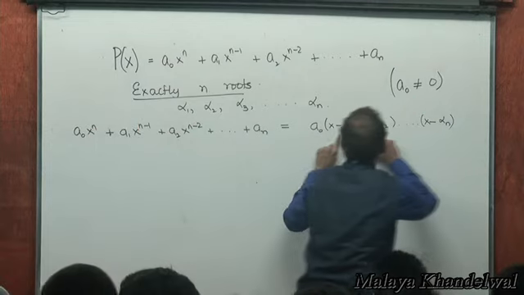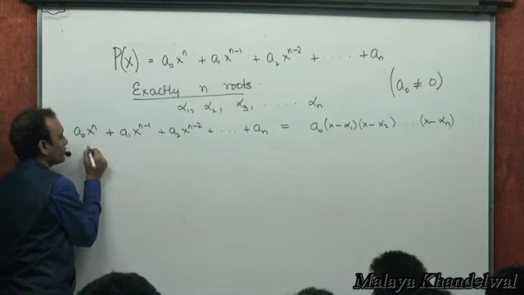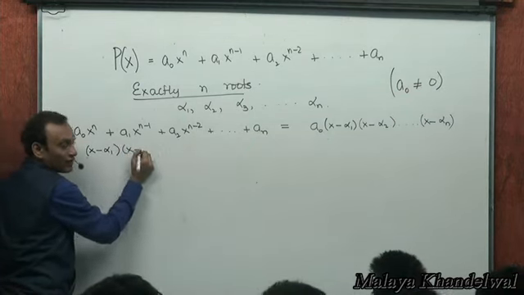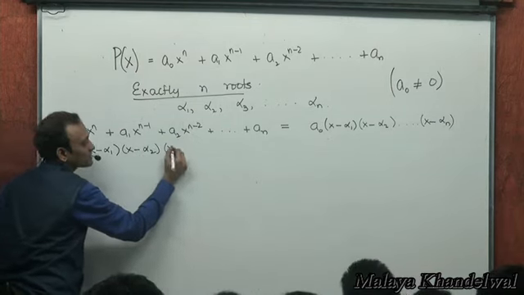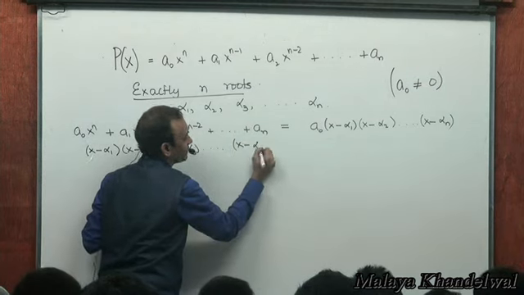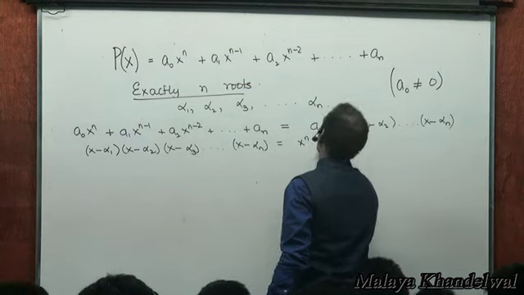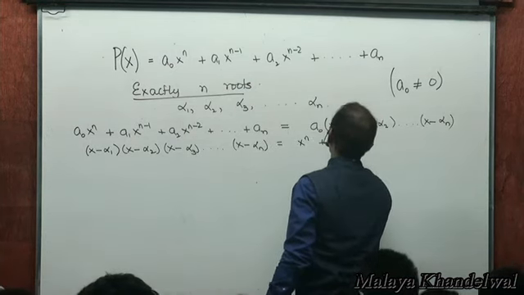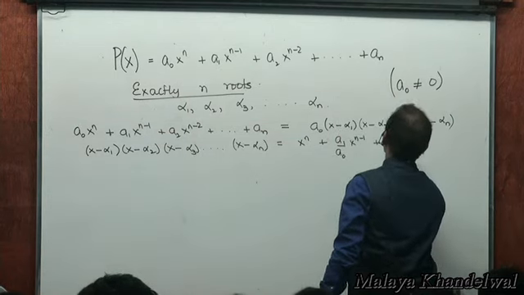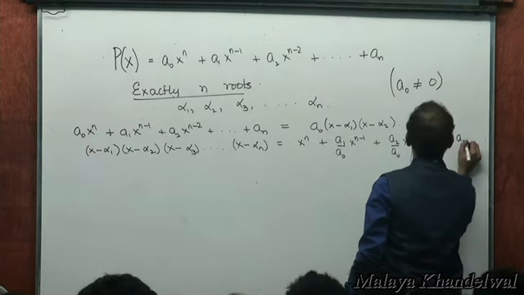So if I divide by a0 both sides, this right hand side would be x minus alpha 1 into x minus alpha 2 into x minus alpha 3 into x minus alpha n equal to x power n plus a1 by a0 x power n minus 1 plus a2 by a0 x power n minus 2 plus an by a0.